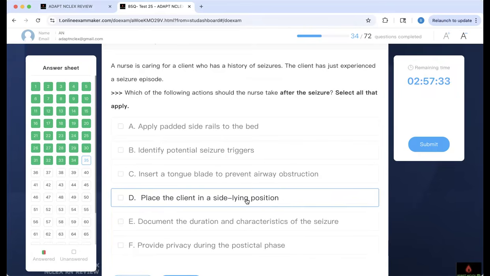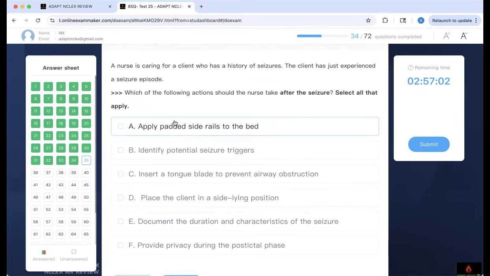Apply padded side rails to the bed. Identify potential seizure triggers, insert a tongue blade to prevent airway obstruction, place the client in the side-lying position, document the duration and the characteristics of the seizure, provide privacy during the postictal phase. Pick your answer, stop the video, keep track of your answer, and thank you for reaching question 35. You pick your answer?